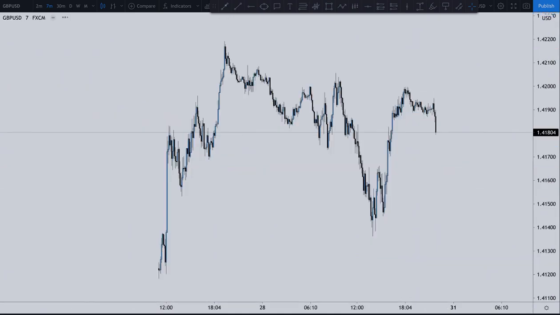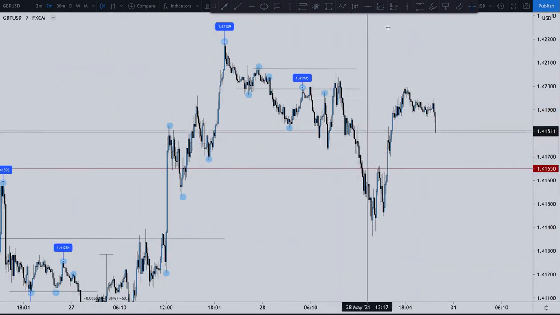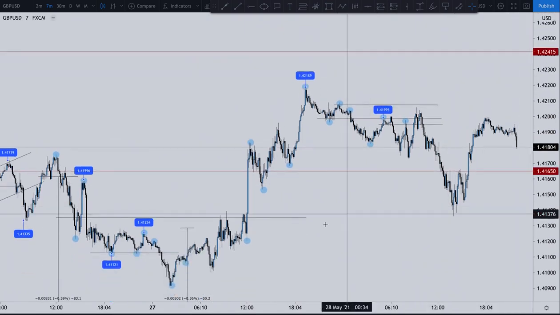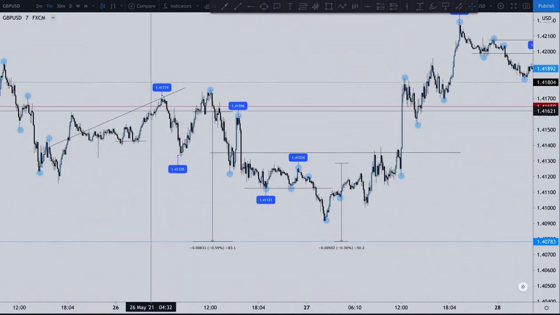Let's go into GU for a second. GU had a few good trades on this last week. I was very happy with the price action and the movement. Now let's start with, okay, a bit messy over here.